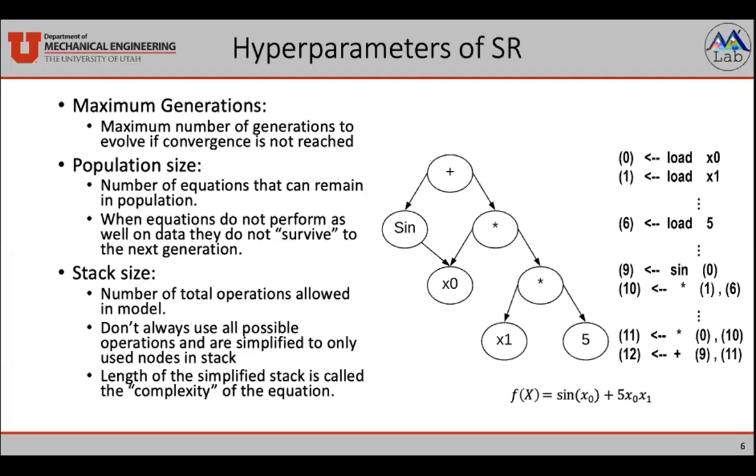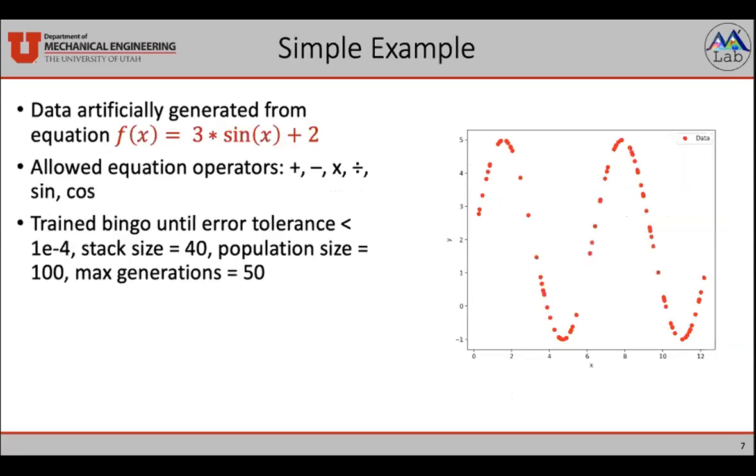As we can see, the stack size was set to at least 12 or greater. However, we only use 7 of those possible mathematical operations for this model. And so that simplified stack, or the size of that simplified stack, is referred to as the complexity of the equations. This will all hopefully make a little more sense as I go over a simple example of symbolic regression.